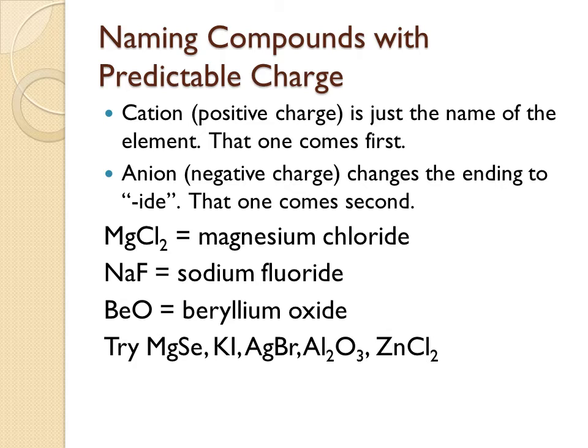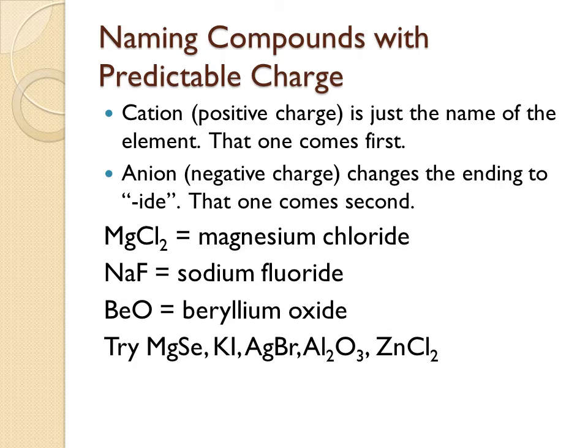So the first thing we're going to start with on page 3 of your labs is naming the ionic compounds with predictable charges. To name them, you say the cation first, you just say the name of the element, and for the anion, you change the ending of the element's name to -ide, and that is the one you say second. So MgCl2 would be called magnesium chloride. NaF would be sodium fluoride. And BeO would be beryllium oxide.